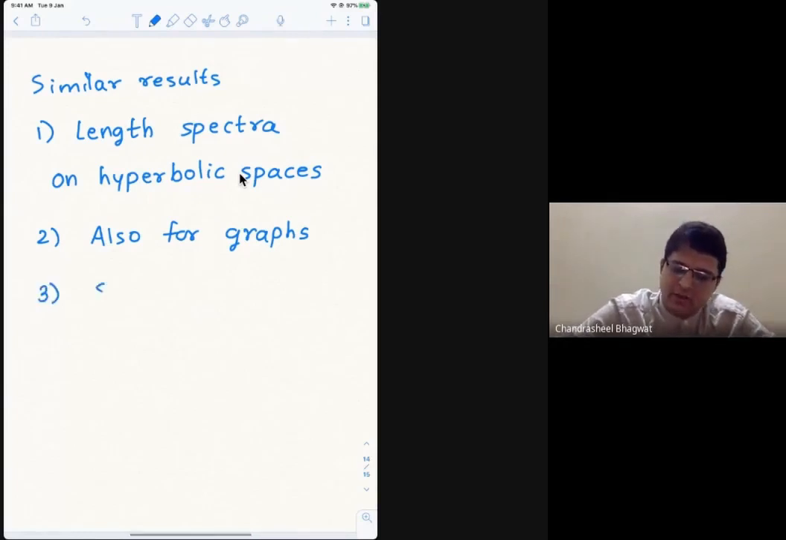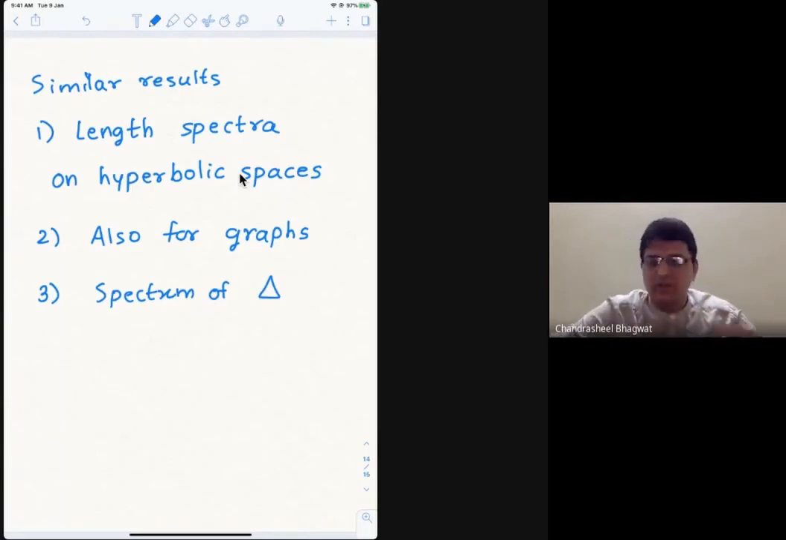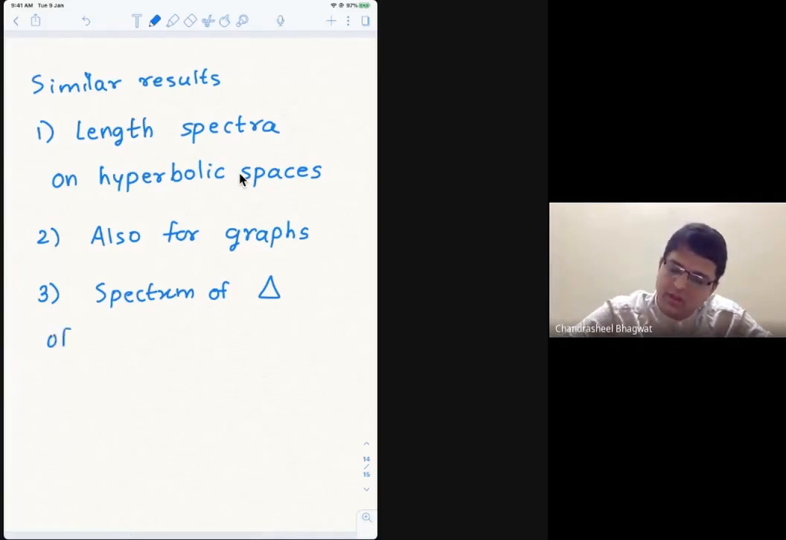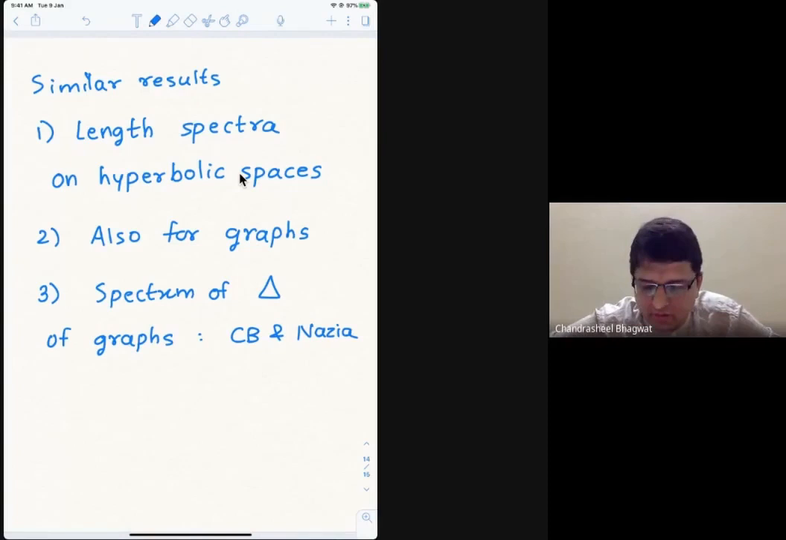And the third thing I would like to mention is the spectrum of the Laplacian. I'll just use the word delta for the general Laplace operator without defining it. So my previous fifth year student Nazia, who I believe is in the audience, and I studied the question of what the spectrum of such a Laplacian is for certain graphs and whether similar results are true. There's some ongoing work, and we are hopeful to prove similar theorems in that direction also.